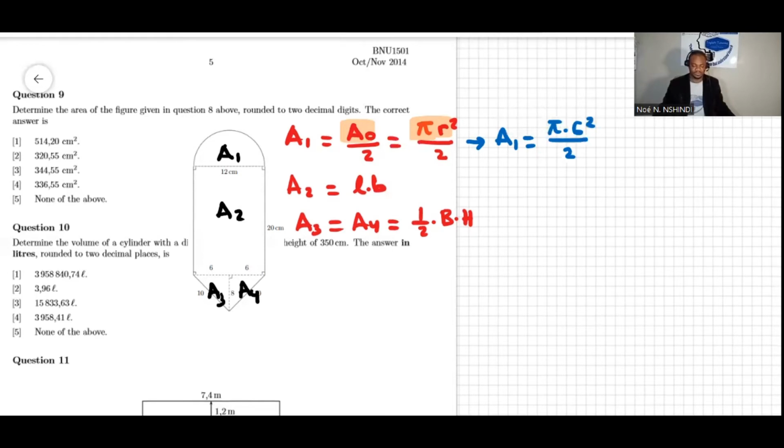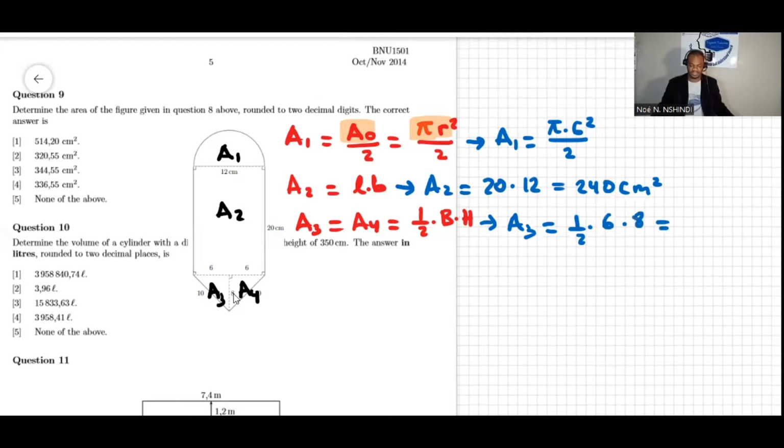And then over here, area 2, we have that the length here is 20 centimeters times the breadth, which is 12 centimeters. And then this one, we can calculate it. So this is just 20 times 12, that makes 240 centimeters squared. And then over here, area 3 is equal to a half times the base. The base here is 6, and the height is 8. So a half times 6 times 8, I can see on the calculator is equal to 24.